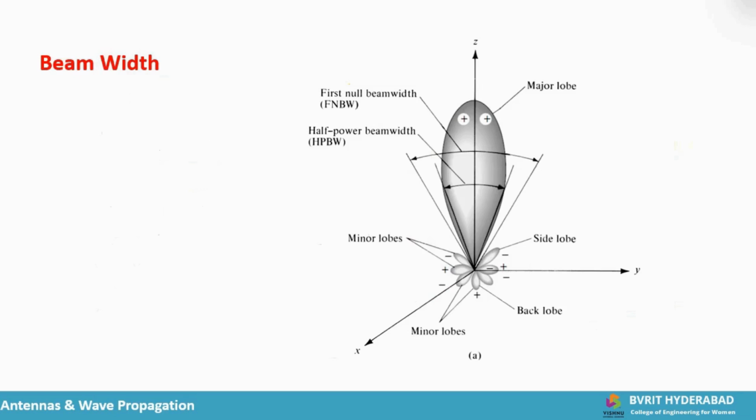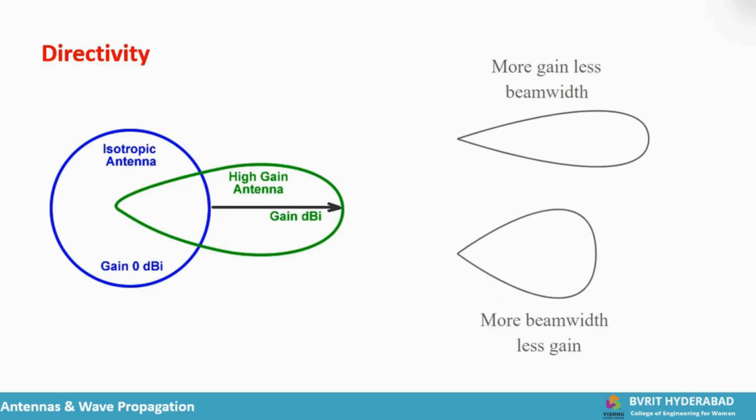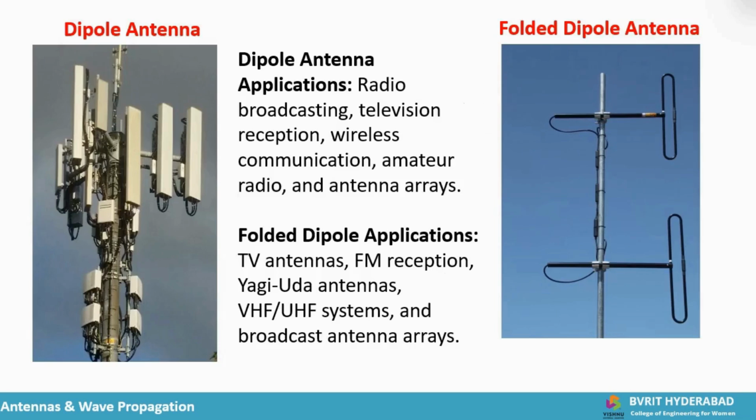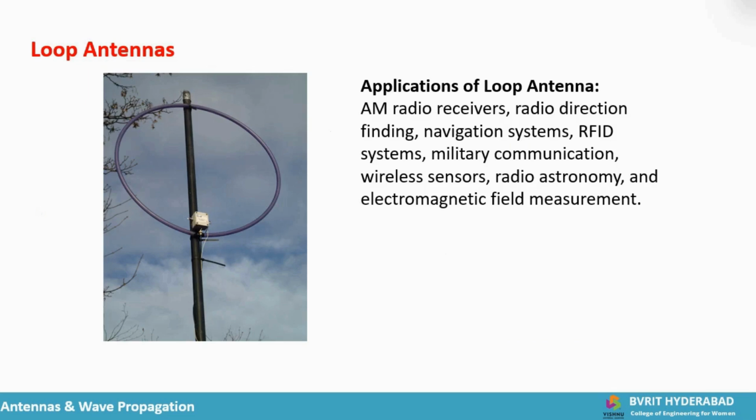Beam width defines the angular width of the main radiation lobe and indicates the antenna's directional capability. Directivity measures how effectively an antenna concentrates energy in a desired direction compared to an isotropic radiator. Dipole antennas are widely used in broadcasting and communication systems. Folded dipoles offer higher input impedance and are commonly used in Yagi-Uda antennas. Loop antennas are used in radio receivers, navigation systems, RFID applications, and direction finding equipment.